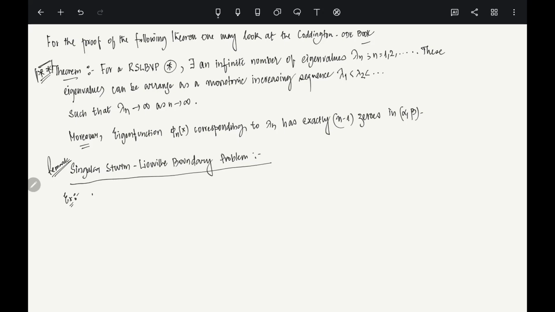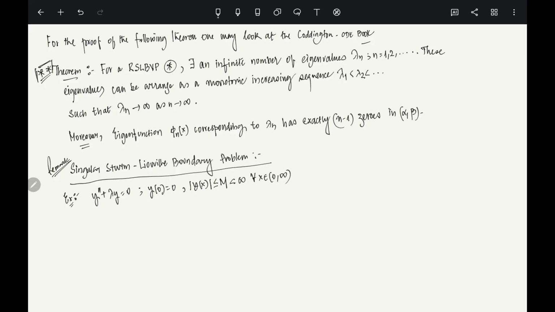Let us look at the problem y double prime plus lambda y equals 0. The data given is y(0) equals 0, and we do not have any data on the other end, but we know that the absolute value of y(x) is less than or equal to M, which is less than infinity. So basically, it is finite for all x in (0, infinity).